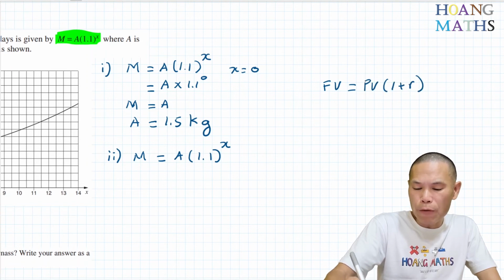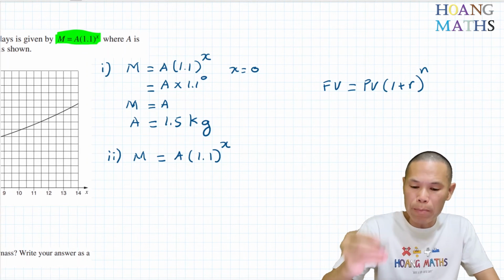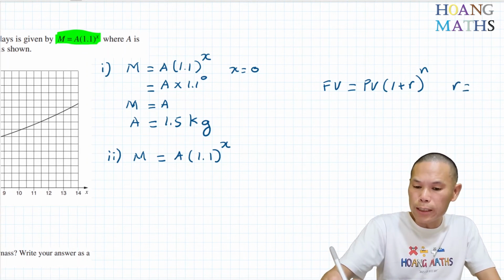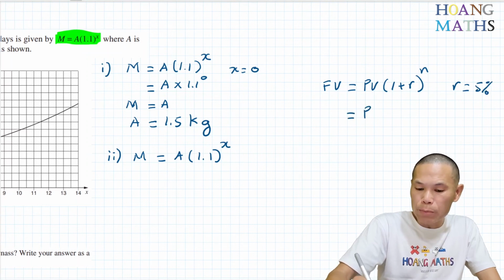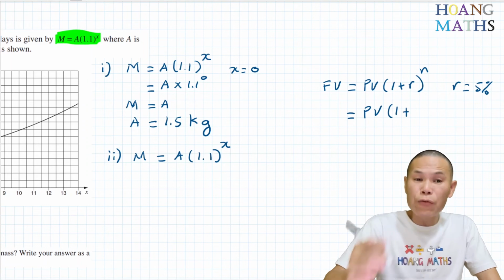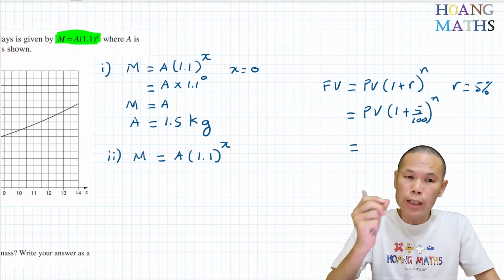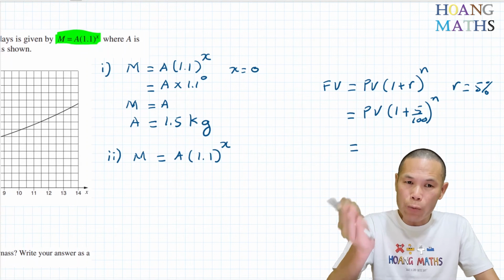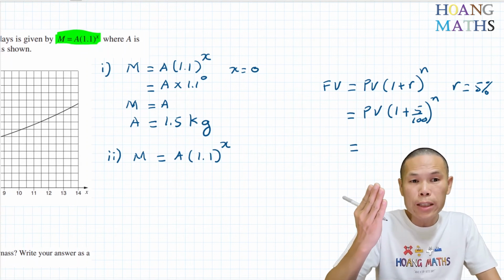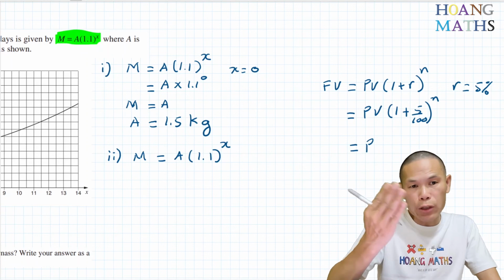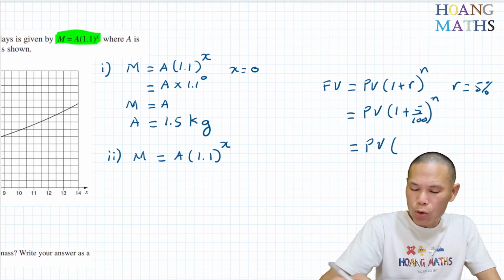Now, if you remember the compound formula, the future value is equal to the present value times 1 plus R to the power of N, where R is the interest rate. Remember that? So let's say the interest rate is 5%. This means the future value is PV times 1 plus 5 over 100, to the power of N. 5 over 100 is 0.05, and then we add 1 to that, which is 1.05. Of course, you can use a calculator if you're not sure. So 1 plus 5% is 1.05 to the power of N.